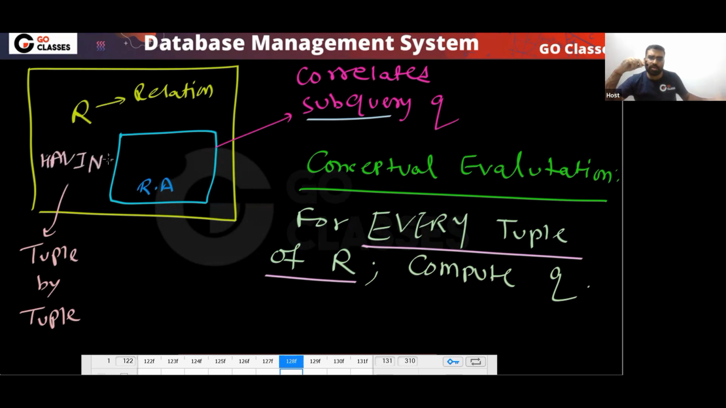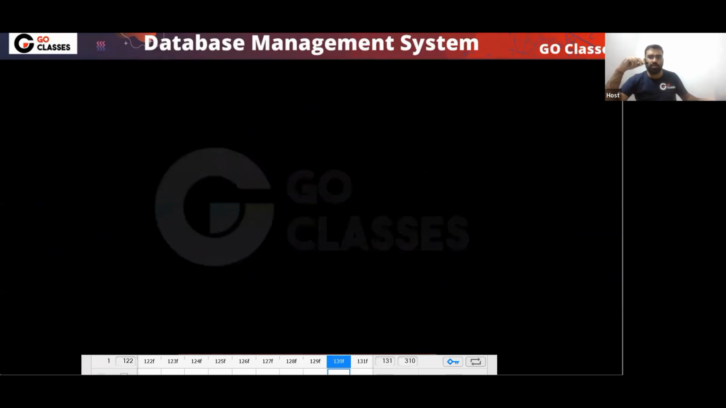You can also put this subquery in the having clause. The having clause will go group by group. So for every group of R, you will compute Q. Is this clear to everyone? Let me know. Okay, so this is how you compute this.